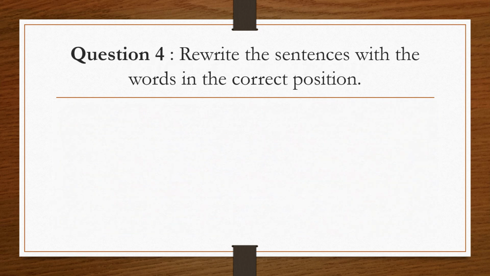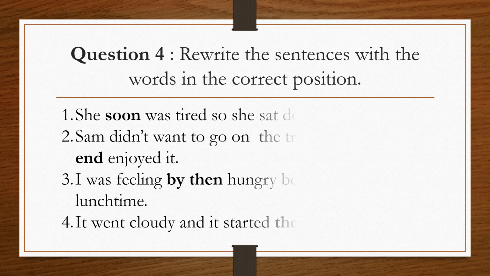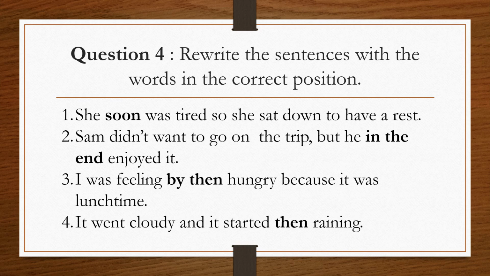Question 4. Rewrite the sentences with the words in the correct position. You can rewrite the sentences below, writing another sentence but using the correct position. For one question, one sentence may be written twice. Number 1. She soon was tired, so she sat down to have a rest. Number 2. Sam didn't want to go on the trip, but he, in the end, enjoyed it. Number 3. I was feeling by then hungry because it was lunchtime. Number 4. It went cloudy and it started then raining.